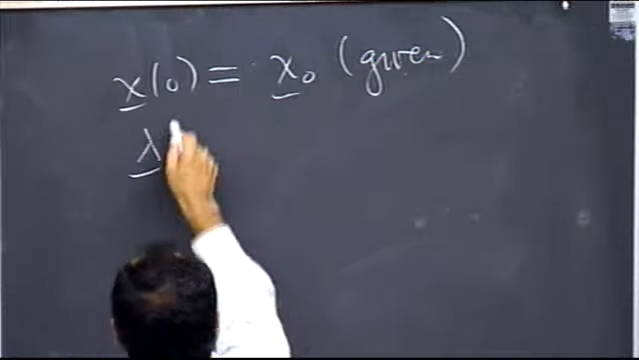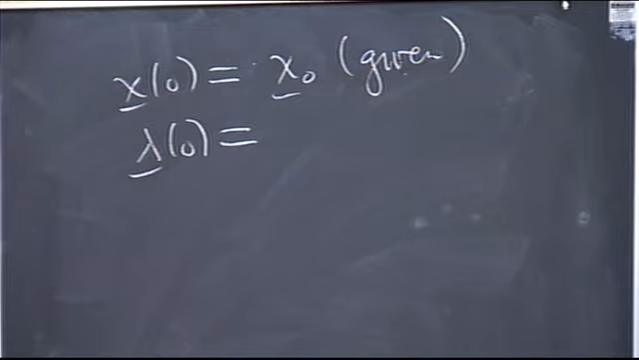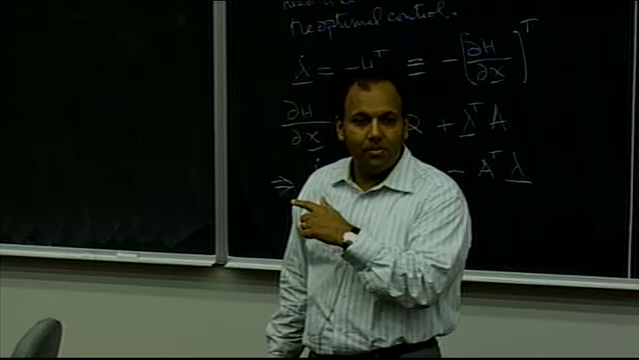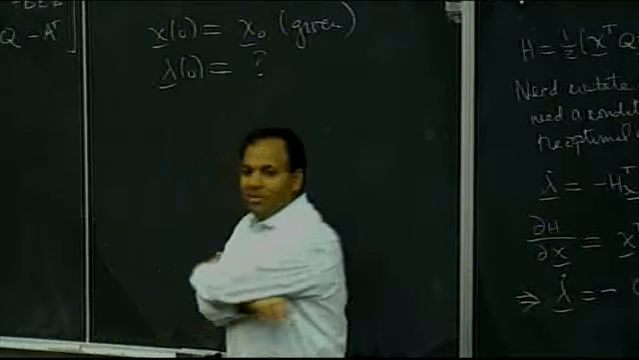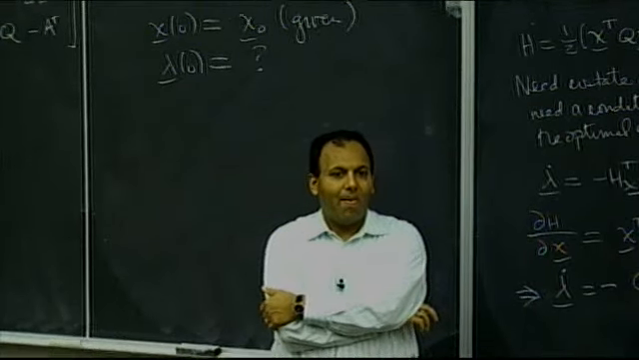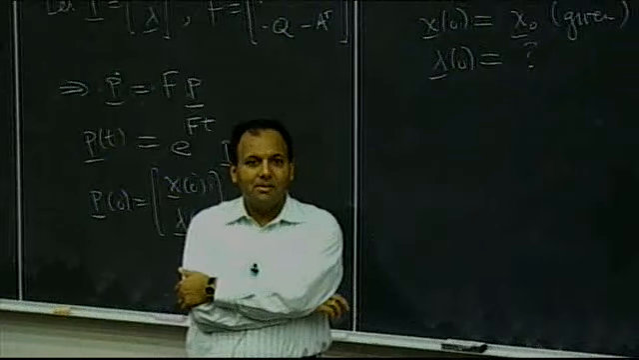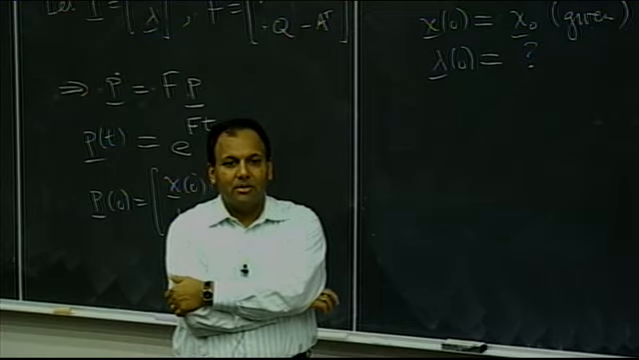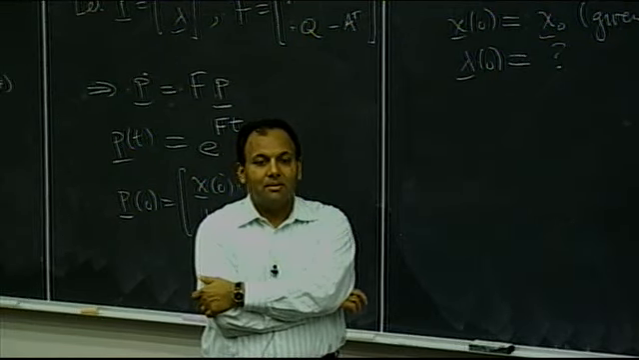What's lambda at 0? Do you know what lambda at 0 is? No, we don't know what lambda at 0 is, so we've got a problem. Can we get lambda at 0? How are we going to do that? The optimality condition from what? What boundary condition do we know on lambda? We have to use one of the other conditions that we were given.